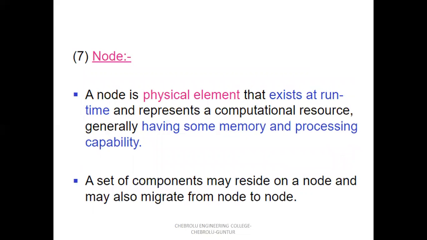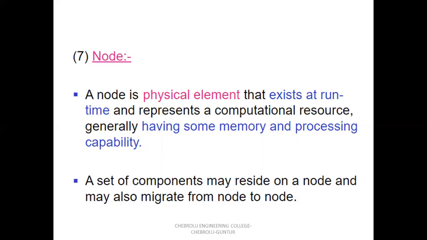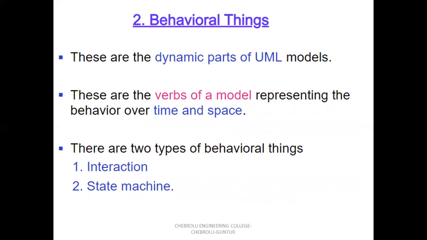Next, last one, node. The node is a physical element that exists at runtime and represents a computational resource, generally having some memory and processing capability. A node is a set of components that reside on a node and may also migrate from node to node. For example, a database server is one of the nodes. Any server in software is represented by a node. Okay, these are the seven structural things.